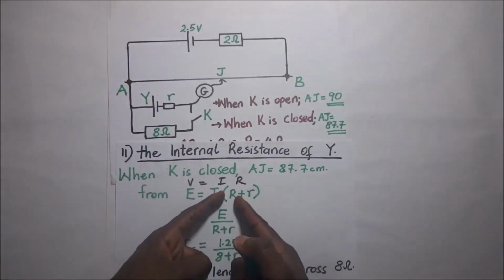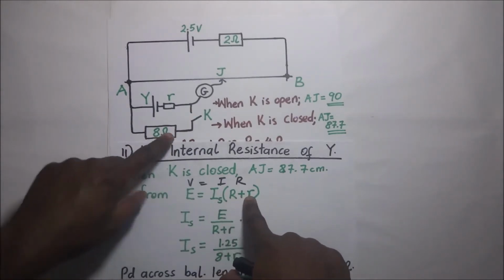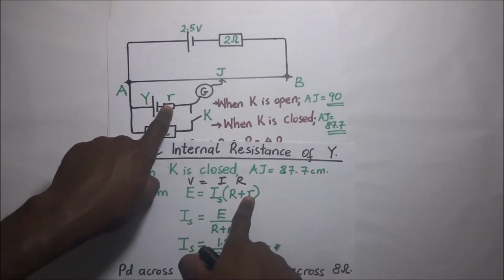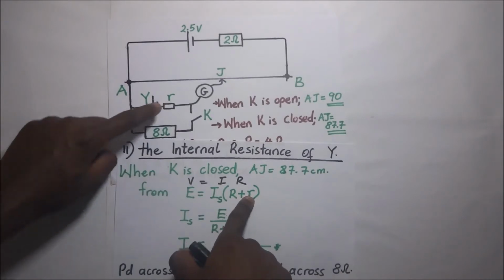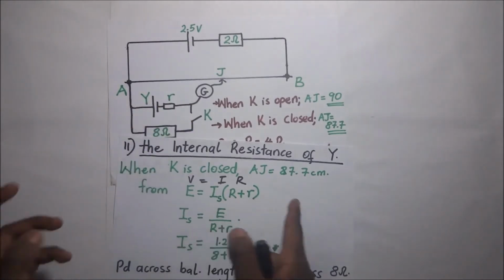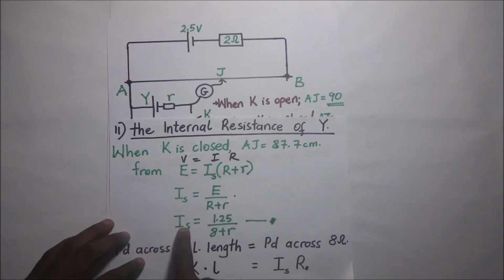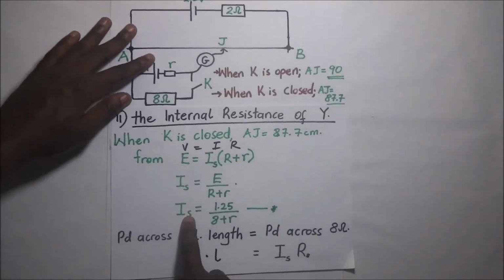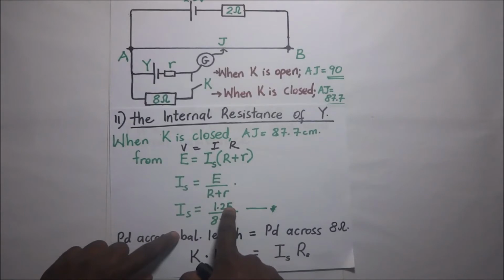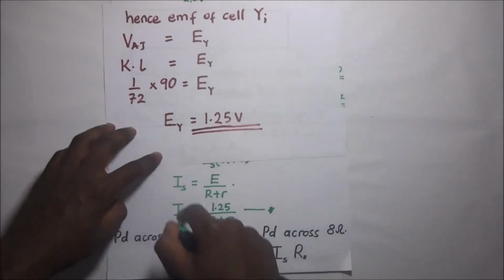And of course the effective resistance here is a combination of the external resistance, which happens to be 8, plus that internal resistance. Remember that when we are dealing with internal resistances of cells, we treat the internal resistance as though it is in series with the effective resistance in the circuit. So when we make I_S the subject of the formula, this is how it turns out. I_S, the current in the secondary circuit, is given by E, the EMF, which is 1.25. Now 1.25 is the EMF of the cell we got in our previous calculation.